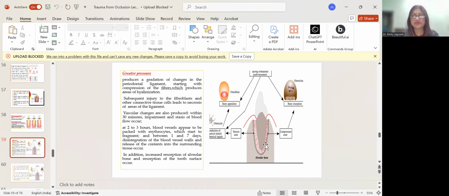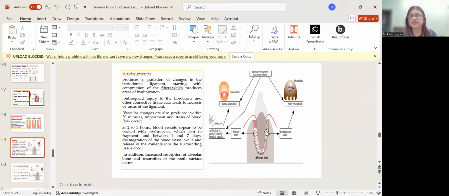Vascular changes are also produced. What kind of vascular changes are seen? Immediately, within 30 minutes, there is impairment and stasis of the blood flow. At 2 to 3 hours, the blood vessels appear to be packed with erythrocytes, and they start to fragment.